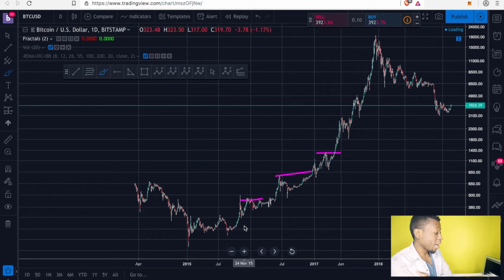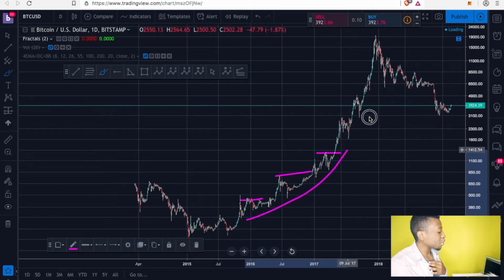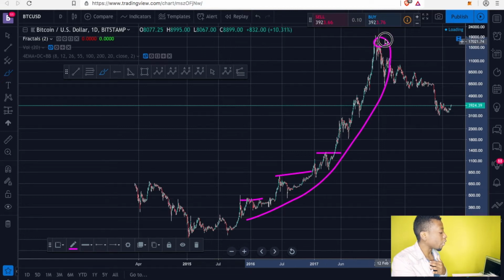Market structure, moving averages, support and resistance. If you take a look at this market situation, the higher highs continued on until this very peak right at the top, right around this area. Have you guys ever heard of this phrase? The trend is your friend.